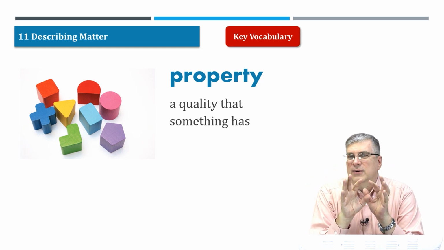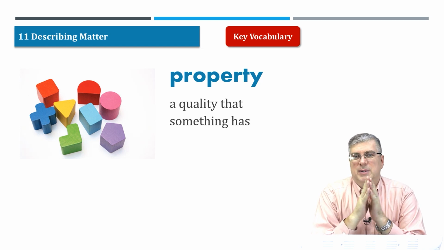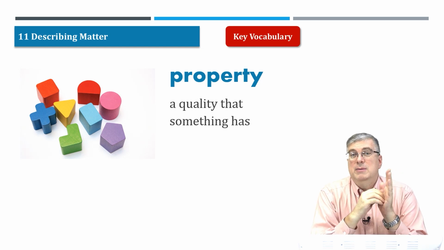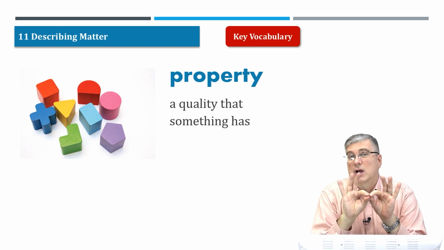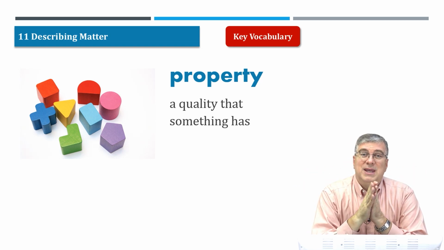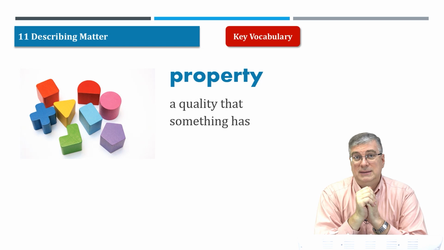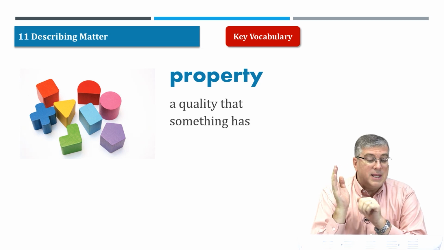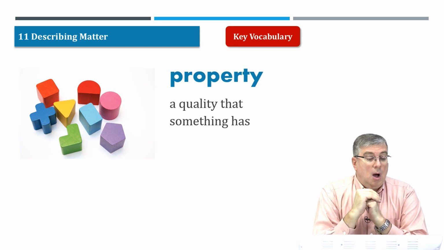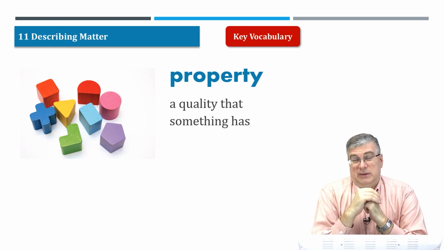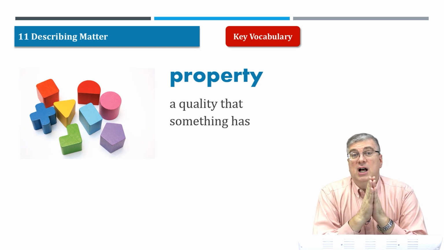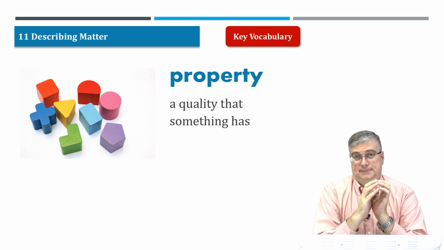So there are many different properties, and we'll talk about those in a little bit, but just to give you an idea, a property might be how long it is. We just talked about length. A property might be how tall it is. That's another property. But a property might be what color is it, or what shape is it. Those are all different properties of a certain object or of different kinds of matter.